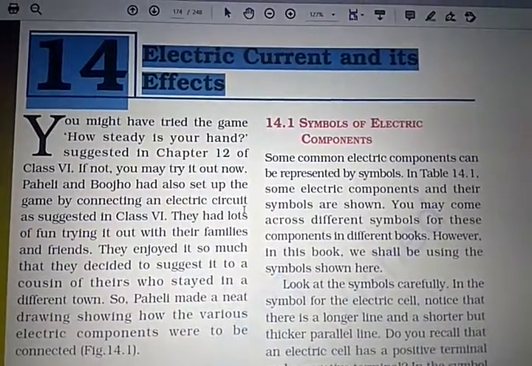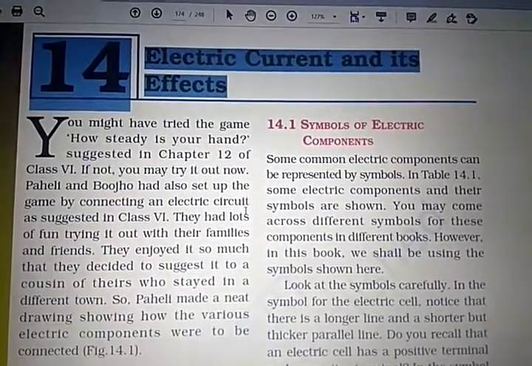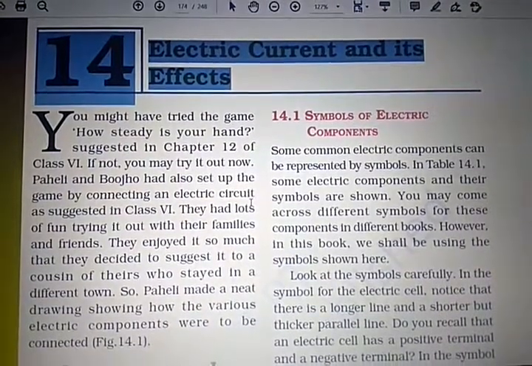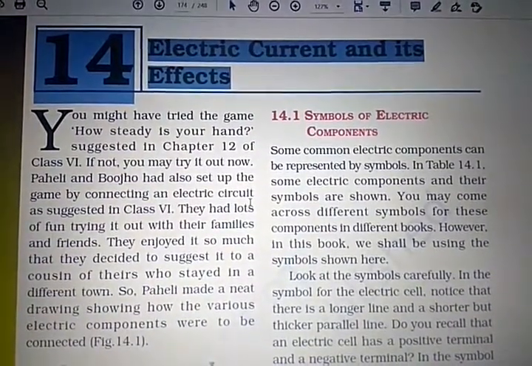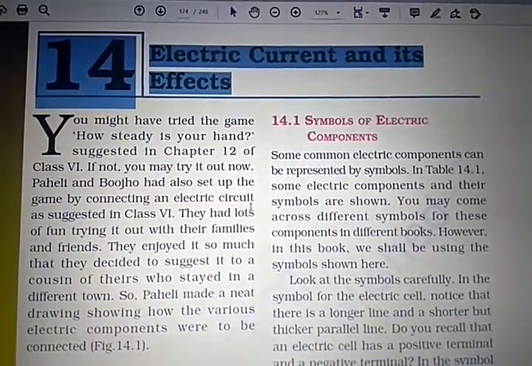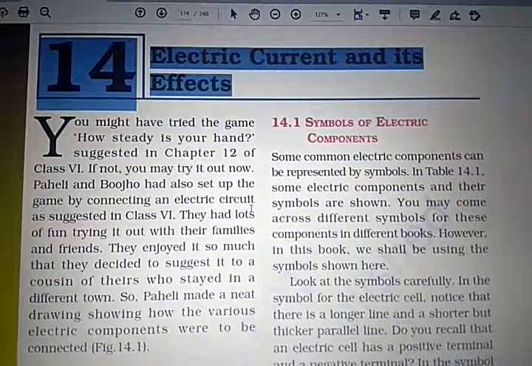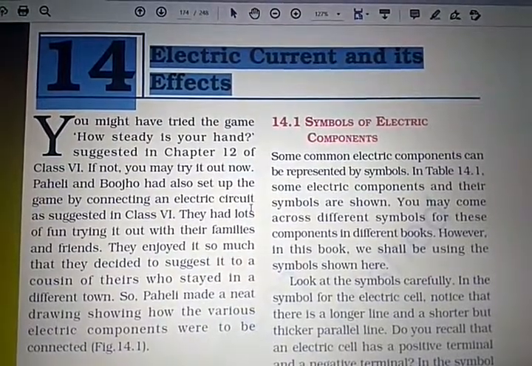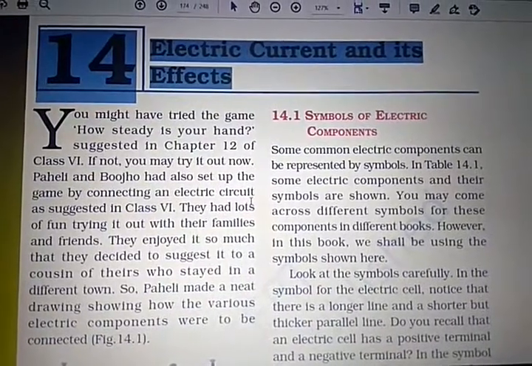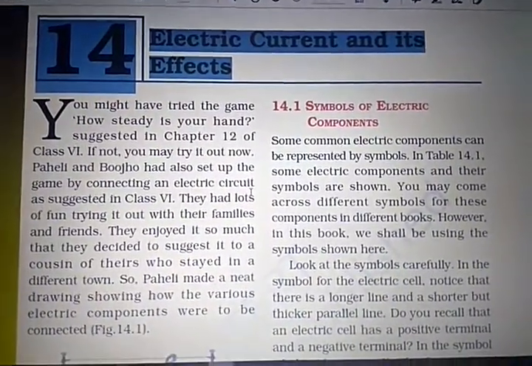Today's new chapter, chapter number 14, electric current and its effects. Dear students, please pay attention over here. Today I have sent the chapter number 13 worksheet. Please solve it and then start this chapter number 14, electric current and its effects. So let's begin this chapter.